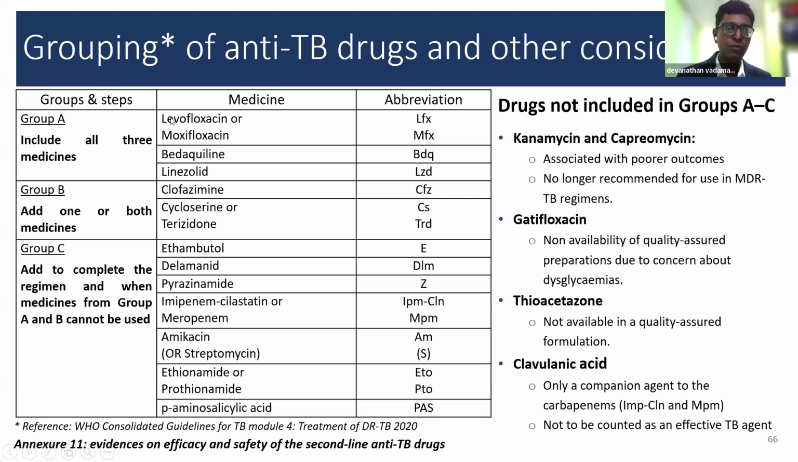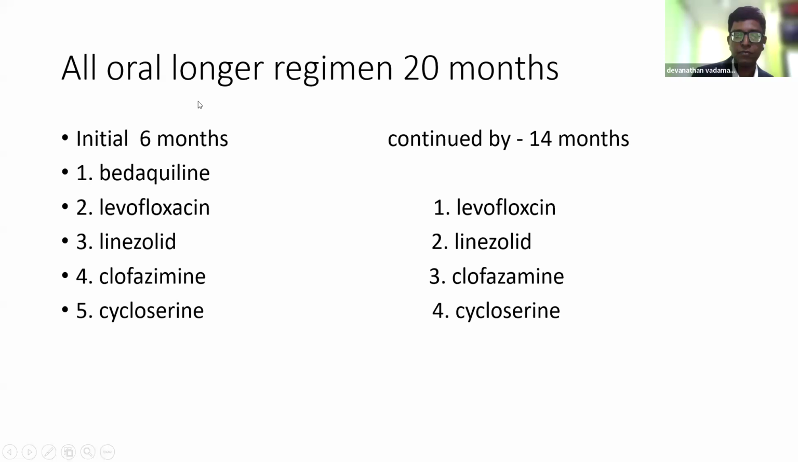If you're not able to use any one drug due to a known side effect, patient intolerance, or resistance, we replace it with a group C drug. Any one drug that you're not able to use from group A or group B, we substitute from group C. Levofloxacin, bedaquiline, linezolid are the 3 group A drugs; clofazimine and cycloserine are group B. These 5 drugs you remember. If you're not able to form a regimen with these, we go for group C.